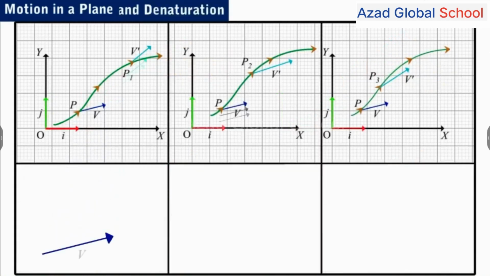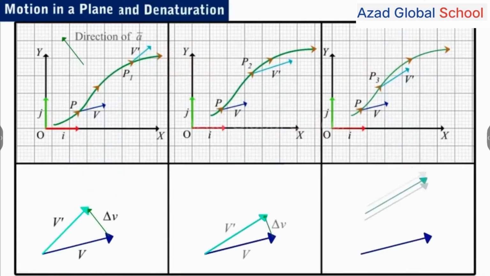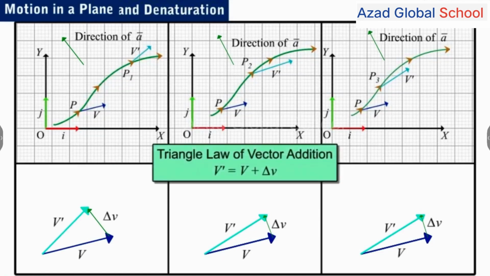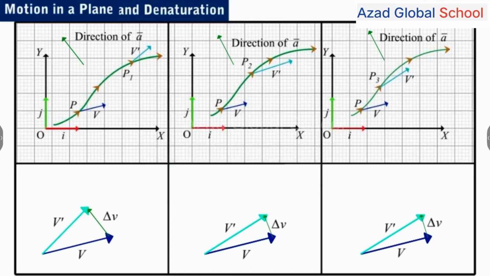The direction of average acceleration a bar is the same as that of delta v for all the positions of the point P. In all the graphs, we have used the triangle law of vector addition. As delta t decreases, the direction of delta v and a bar changes.